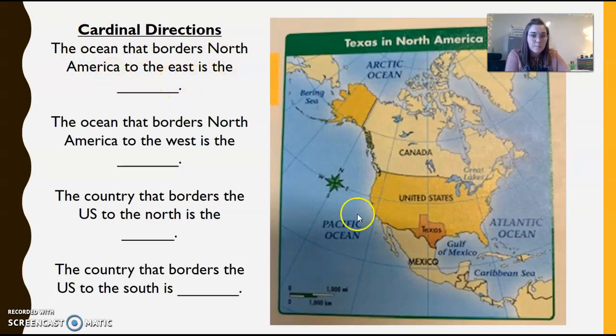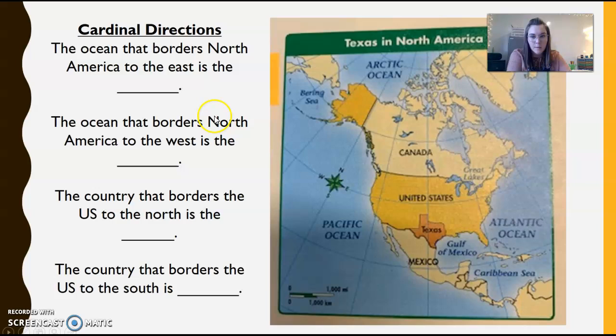So here's North America. We know east is this way, and borders means that it touches that side. So if this is the east side, what borders or touches this side of the continent? The Atlantic Ocean, right here. It's asking which ocean. So the Atlantic Ocean isn't just right here. It is all of this, but it isn't all of this because those are labeled. But the Pacific Ocean is all of this, and the Arctic is all of this.